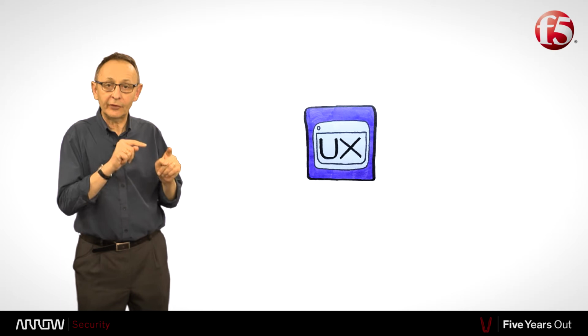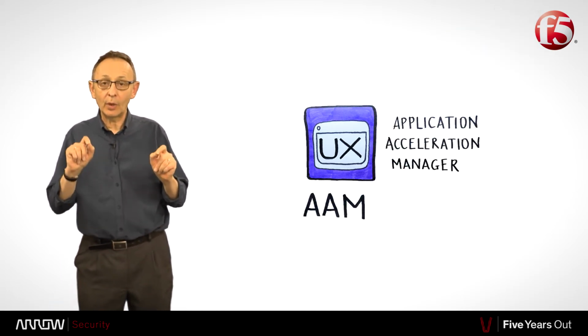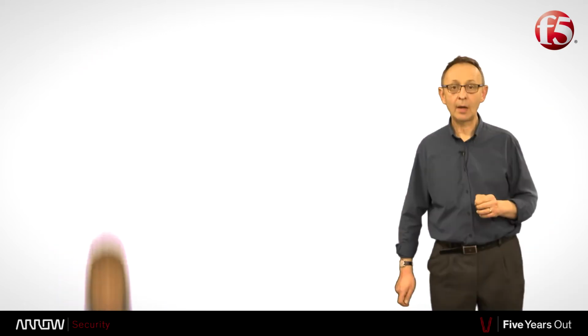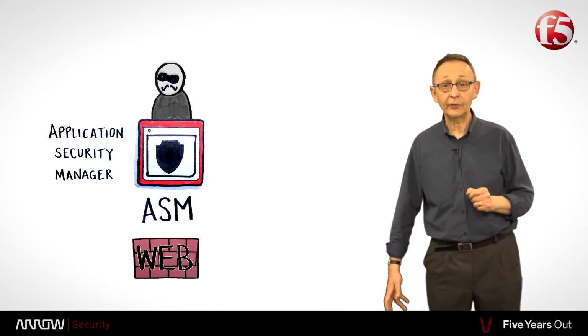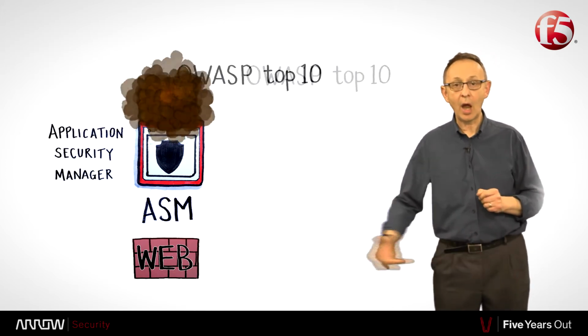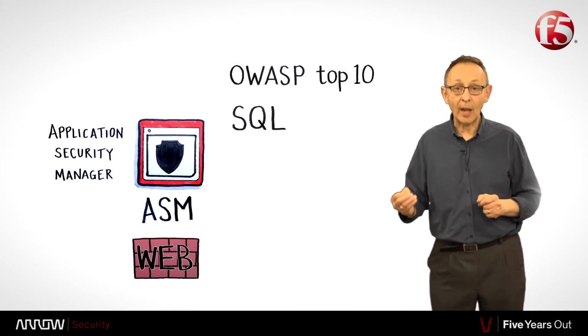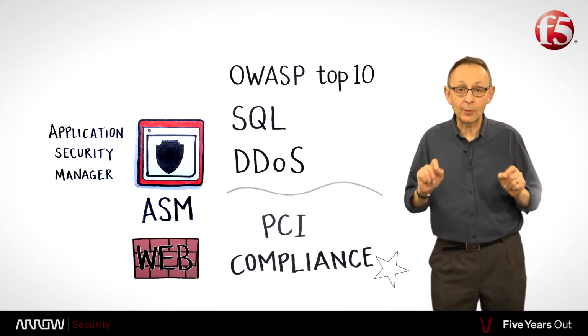Add the Advanced Acceleration Manager and you get an acceleration and optimization device that will improve your user's experience without blowing your budget. The Application Security Manager is a web application firewall. It provides intrusion detection and prevention, OWASP top 10 mitigation, SQL injection prevention, as well as layer 7 DDoS mitigation, all of which gives you a great way to achieve PCI compliance.